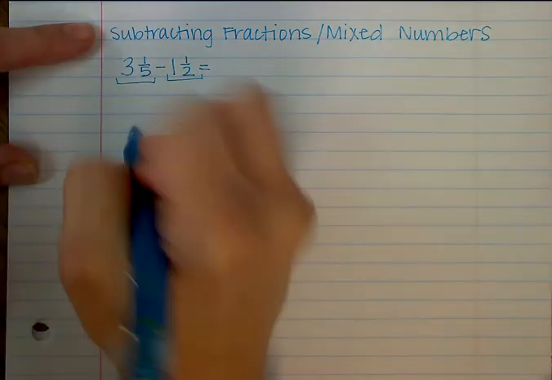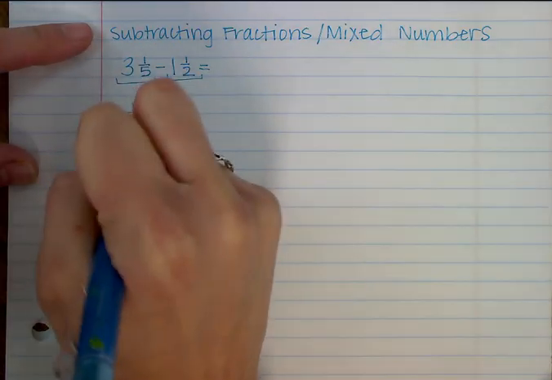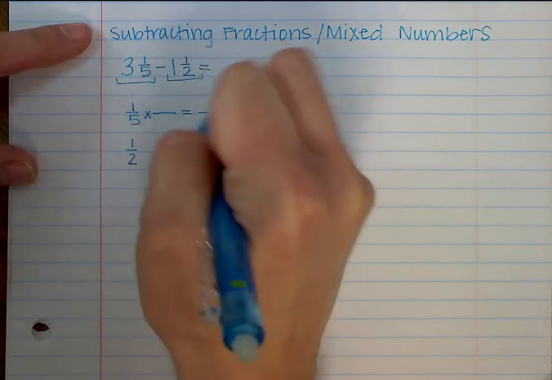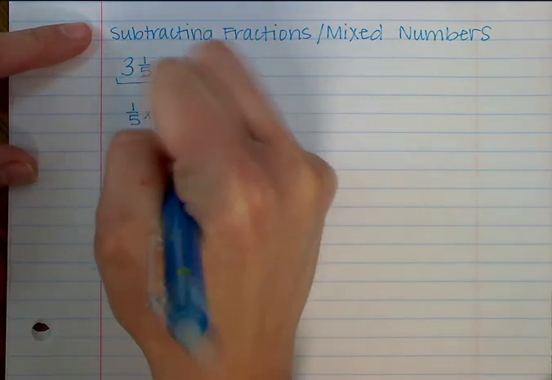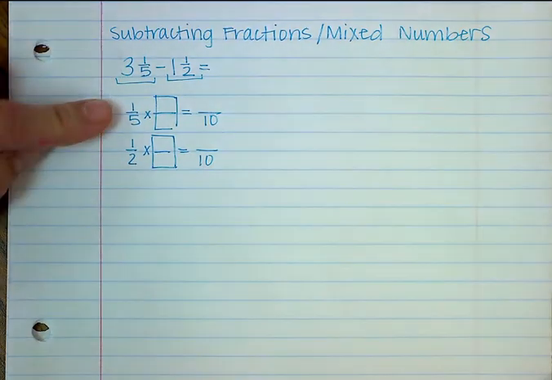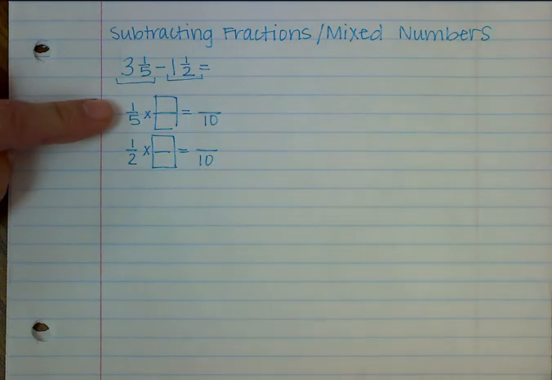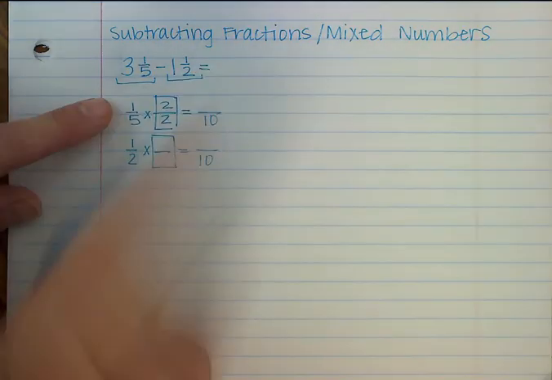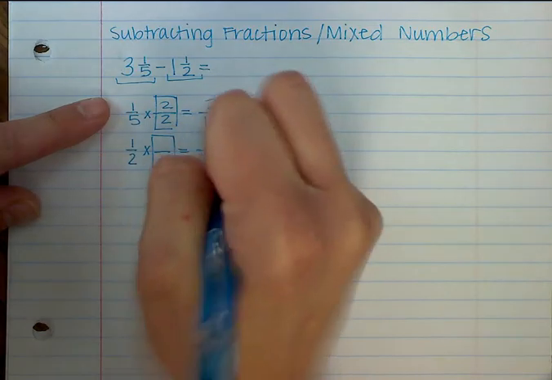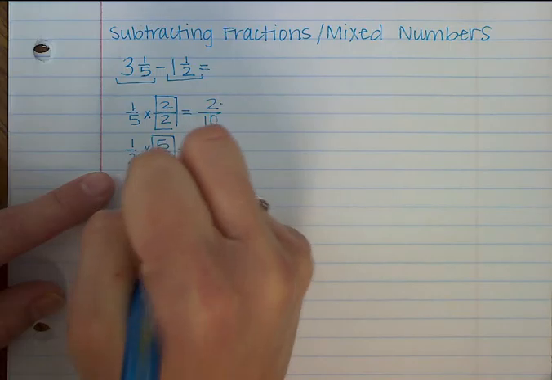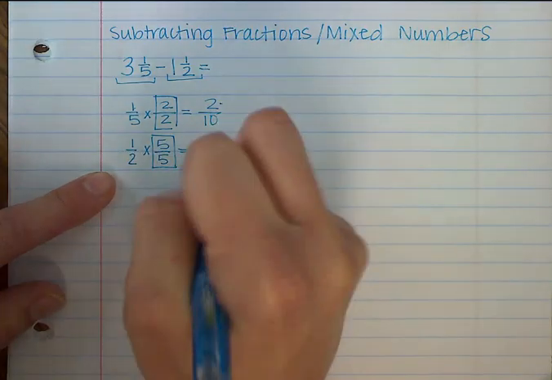So I know that the common denominator between 1/5 and 1/2 is going to be 10. So I need to multiply by a fraction equal to a whole to get my denominator of 10 for both of these fractions. And again, I know that I can multiply by something equal to a whole because when you multiply something by 1, you just get the same thing back. It's just named differently. So my 1/5 I'm going to multiply by 2/2 because 5 times 2 is 10, and then 1 times 2 is 2. And then my 1/2 I'm going to multiply by 5/5. So I have 2 times 5 is 10 and 1 times 5 is 5.